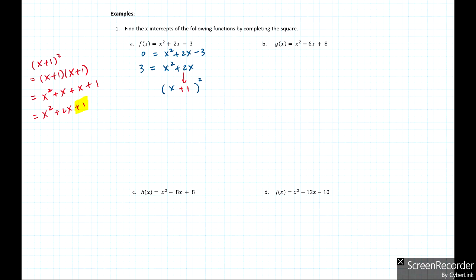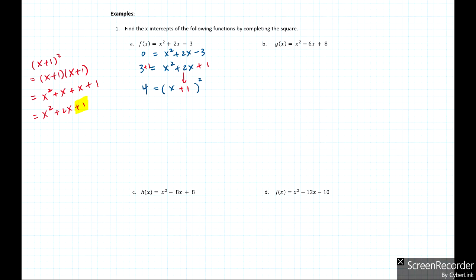So in order for this to work, I essentially need to create this 1 on this side in order to form a perfect square trinomial. But we know how an equation works: whatever you do to one side, we have to do to the other side. So we have to add 1 on the other side as well. And now this creates the result that I have x plus 1 squared on one side and 3 plus 1, which is equal to 4, on the other side.